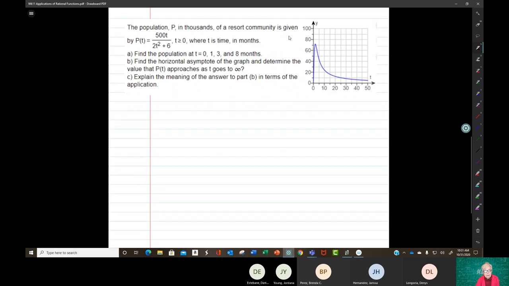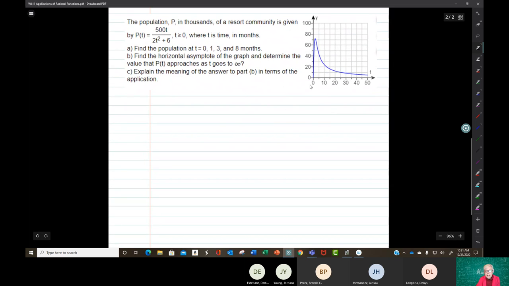Now let's try this one. And they've given us a graph here, and I can make it bigger. The population P in thousands of a resort community is given by P of t equals 500t divided by 2t squared plus 6, where t is greater than or equal to zero, and t is time in months. Now we have an A, B, and C. Find the population at t equals 0, t equals 1, t equals 3, and t equals 8.